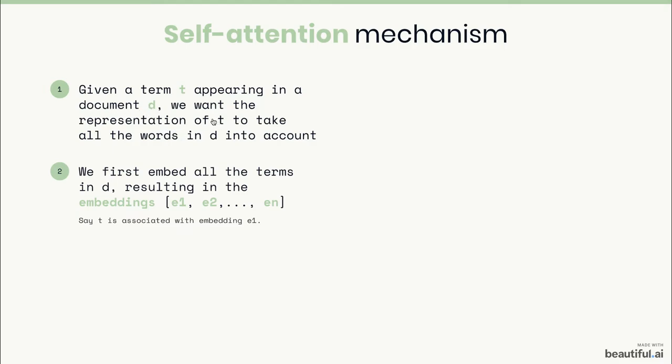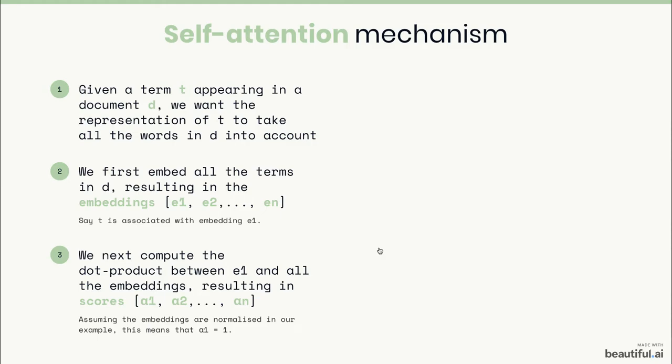What we're interested in is that we want the representation of T to take all the words in the document into account. So the first step is that we embed all the terms in D, resulting in some embeddings. This could be done via a word2vec method, but we will see in the transformer architecture that we do it slightly differently, but we produce some kind of embedding for all the terms in the document. Say for the sake of simplicity that T is in fact the first term, so that it's associated with the first embedding.